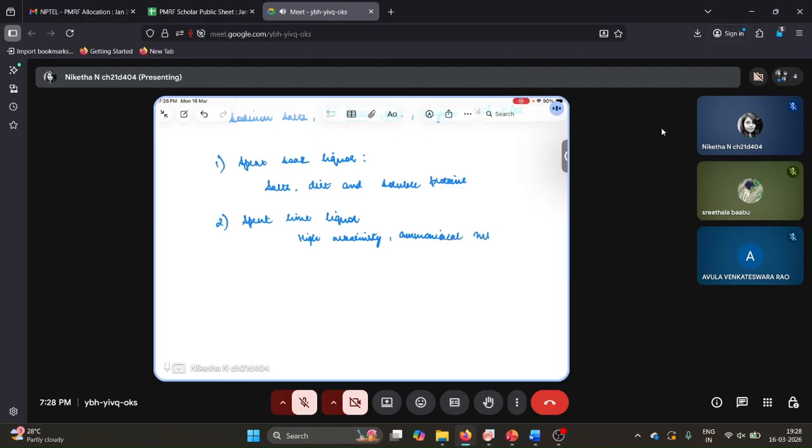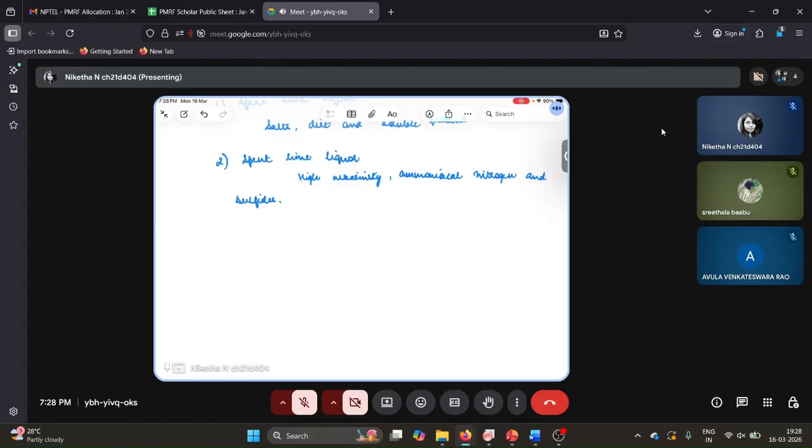Ammoniacal nitrogen and sulfides. Then comes spent vegetable tanning liquor. So we get this only when we go for vegetable tanning, not for chrome tanning. The wastewater that comes from the vegetable tanning has extremely high COD.